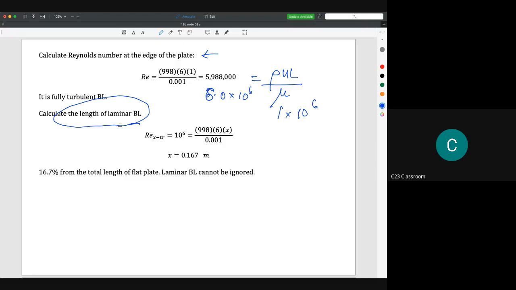We need to calculate it to decide whether to take it into account or not. So we calculate it using the Reynolds transition here, 10 to the power of 6, and then we can calculate the value of x here, and we found it is 0.167. It means that it is 16.7% of the total length. So the laminar boundary layer cannot be ignored.